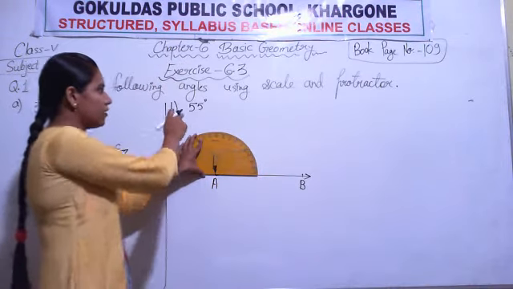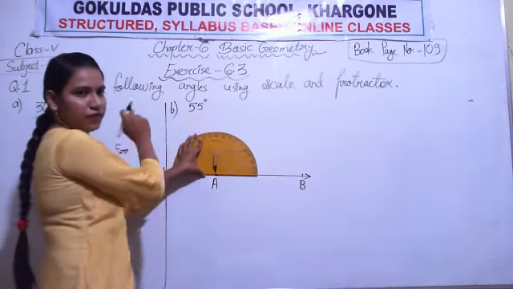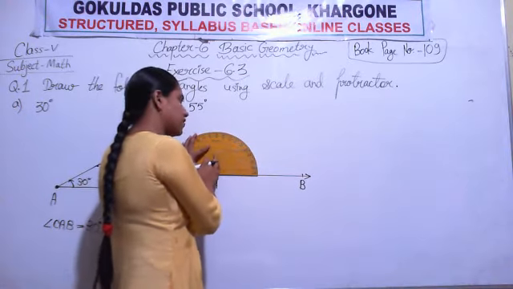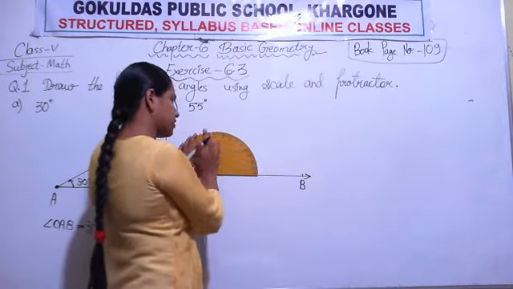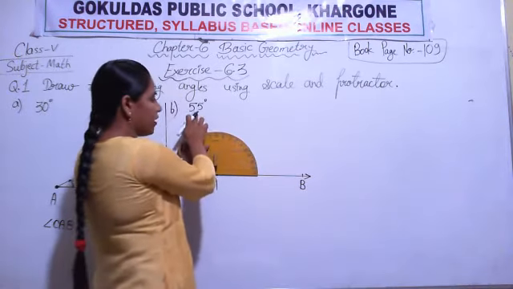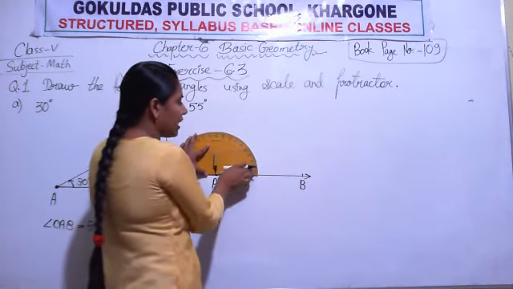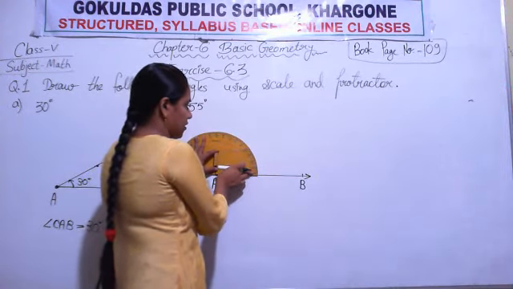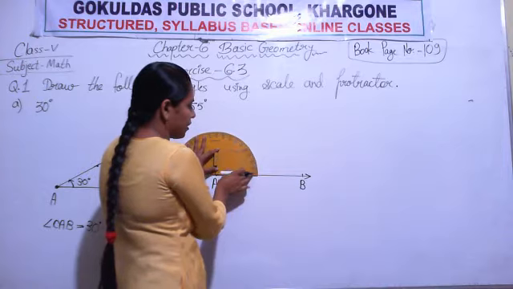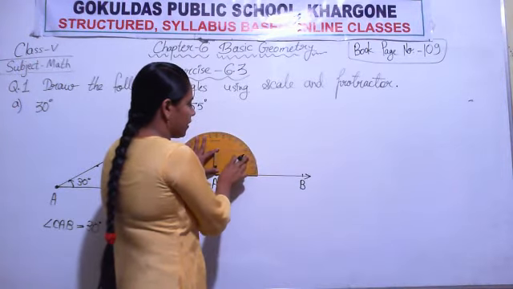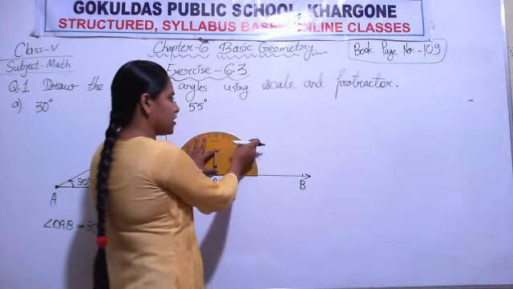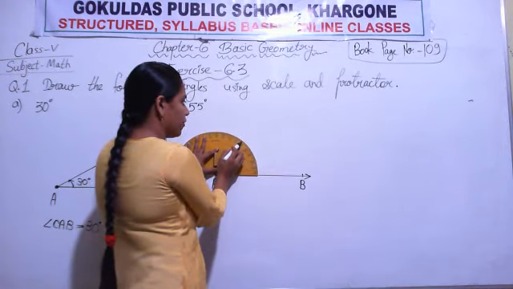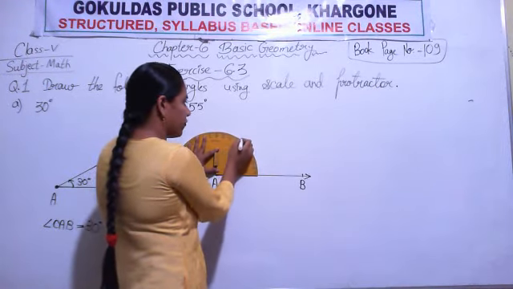Now what is the measure of the angle? 55 degree. Do not move your protractor. If you place it properly, then fix it here. Now 55 degree, so observe the inner scale of the protractor. Where is 50? 0, 10, 20, 30, 40, 50, and the small 5 division shows 55. So 51, 52, 53, 54 and 55.